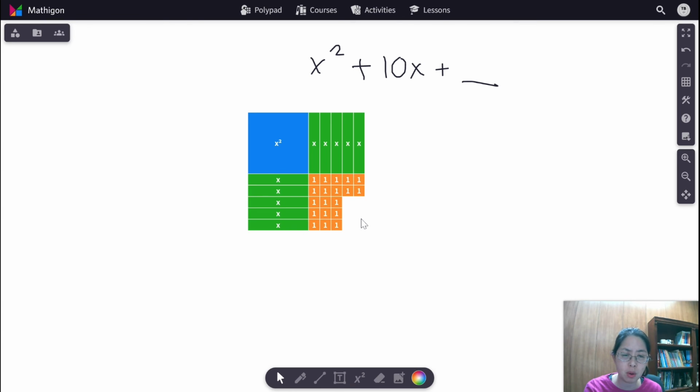Okay, so completing all of these units, the number of units we need to complete this corner is 25. So again, we took this 10 and we divided it by 2 so we could put half of them up here and have them down here. And then after that, we took that number 5 and then we squared it. So that became 25.